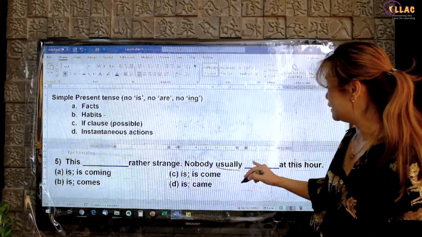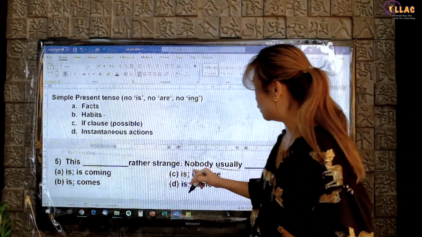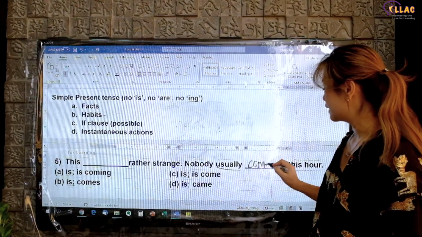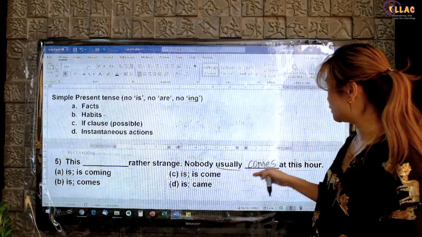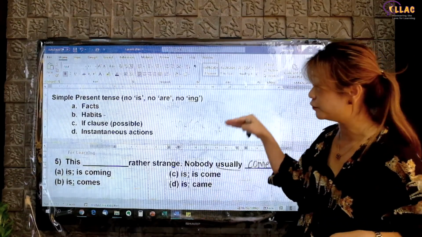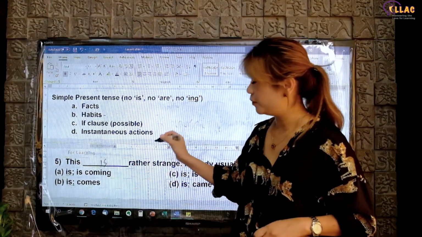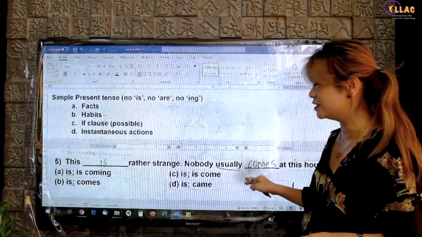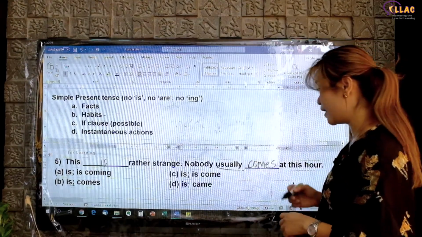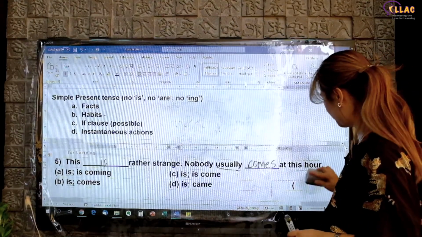Nobody usually comes. How do I know I must have S? Because nobody, singular subject, singular verb. Therefore, this is comes. If nobody usually comes at this hour, my thoughts to this will be at this moment, presently, this is rather strange. Because this comment is talking about this that is happening as a habit now. Therefore, answer B. Let's try the next question.